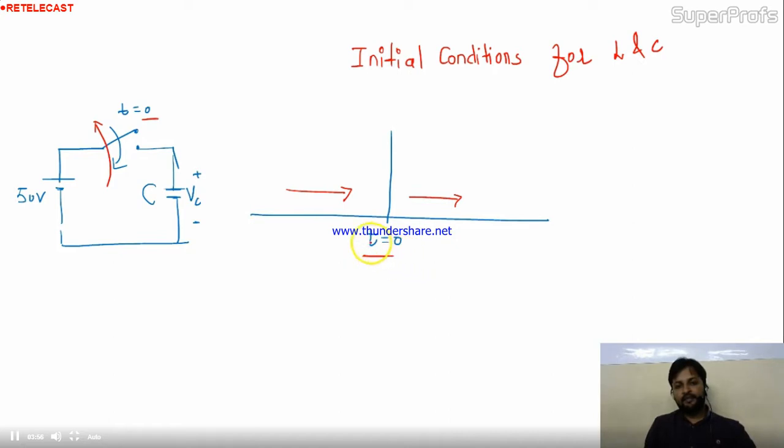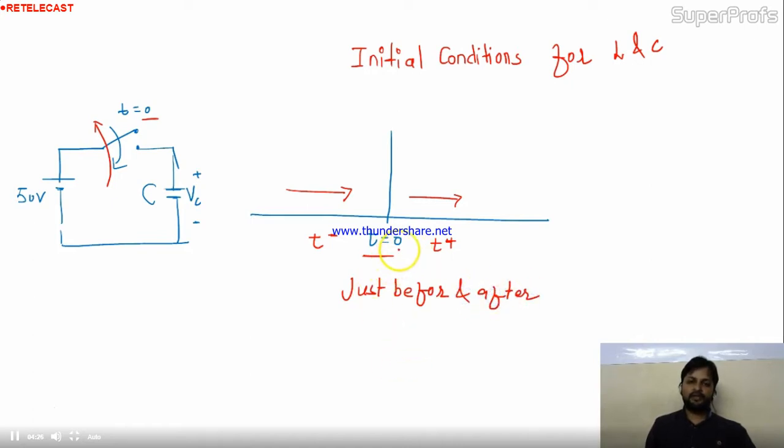Is it? So before t equal to 0, can I say this is the t minus? And can I say this is the t plus? Can I say like this? T minus means the time just before the 0. T plus is the time just after the 0. And please focus on the words just before and after.